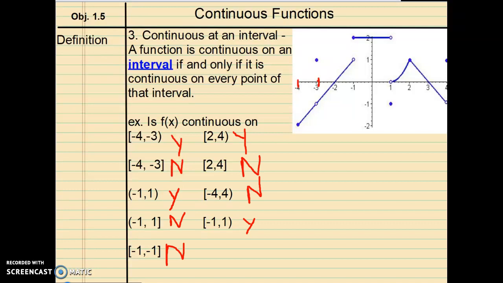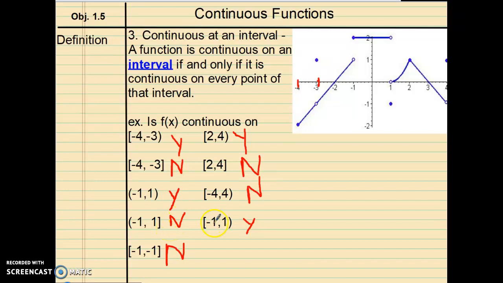So these are my solutions. Again, the function must be continuous on every single point in the interval if the interval is going to be considered continuous. So notice, for example, negative 1 to 1, including the 1. Well, the 1 has a gap here, so that's going to make it a no.